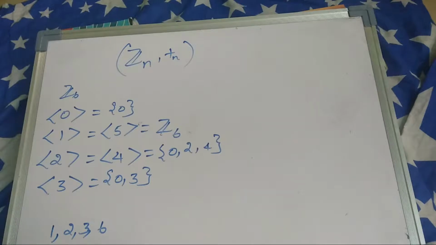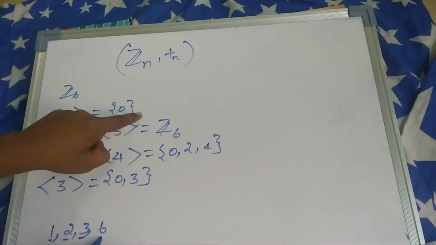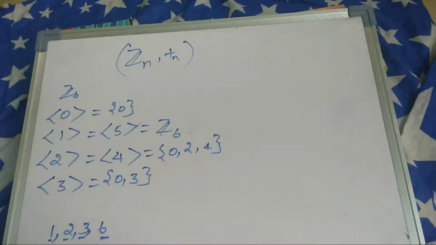Also, if you need a subgroup of order 1, we have. If we need a subgroup of order 2, we have. If we need a subgroup of order 3, we have. And if we need a subgroup of order 6, we have. That is, for each divisor, there is exactly one subgroup.